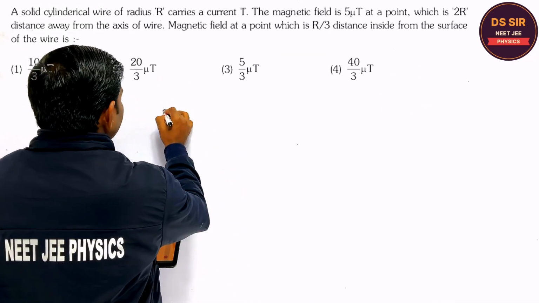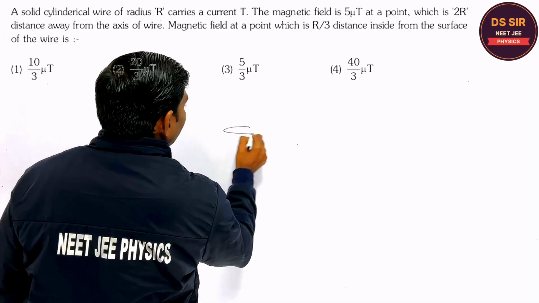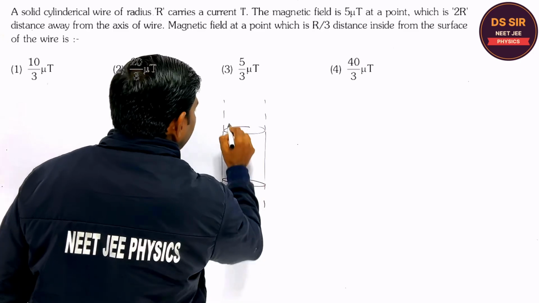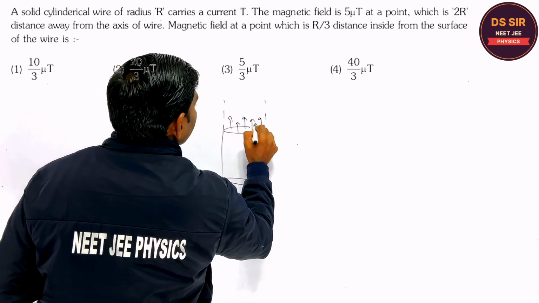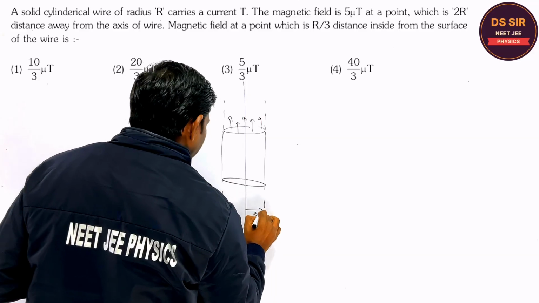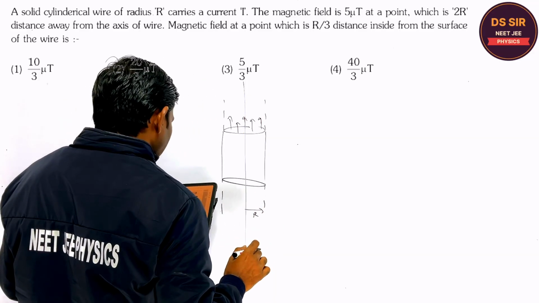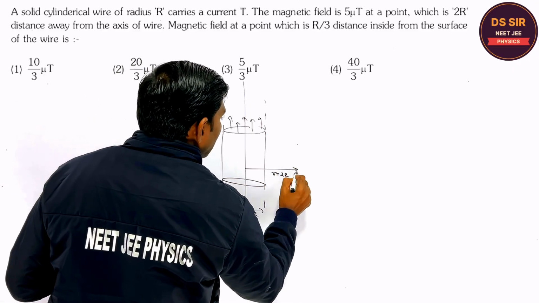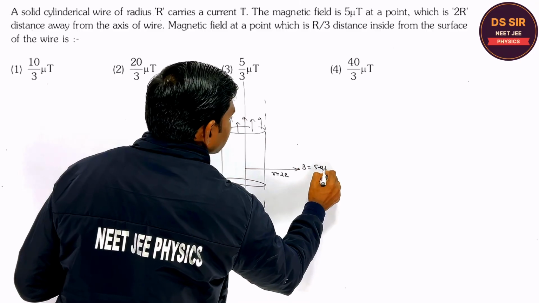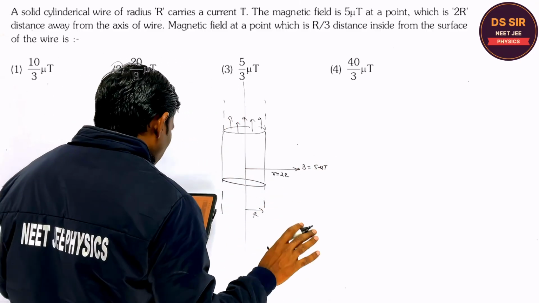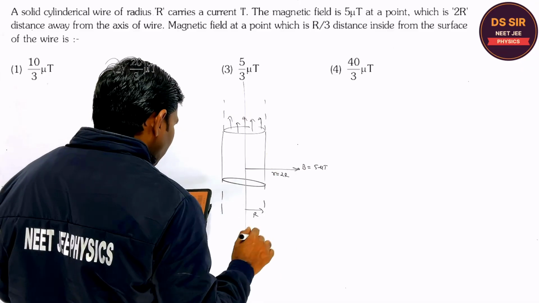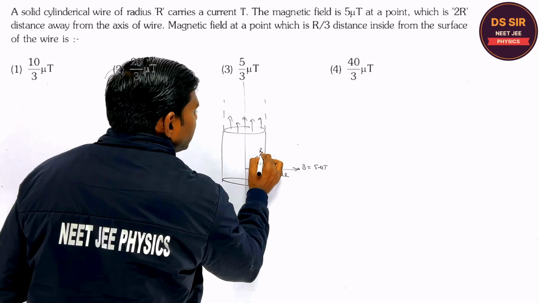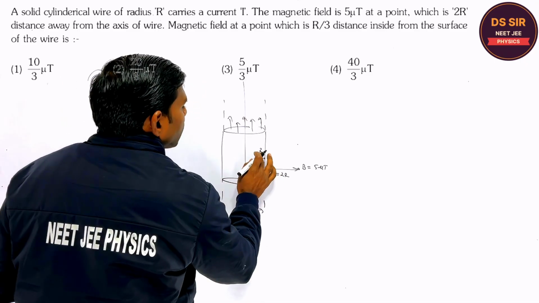So read this question. In this question, a solid cylindrical wire of radius R is given and it carries current I uniformly. The radius of this wire is supposed to be capital R. The magnetic field is 5 microtesla at distance r from the axis. Are you getting? You have to find the magnetic field at a point R by 3 from the surface. From the surface, the point is at R by 3 distance.